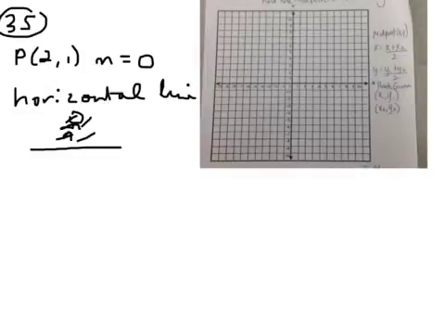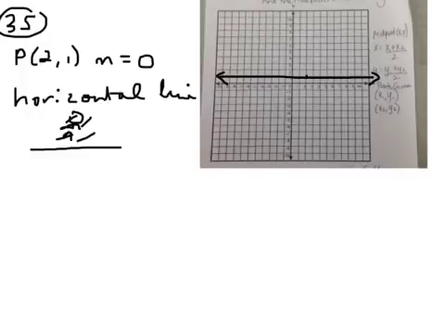I can graph the point (2, 1), and then all I've got to do is draw a horizontal line through it. That has a slope of 0, and if you don't believe it, pick 2 points. You would count up 0 and maybe over 1 to get to another point. That's one way you could think about it. But horizontal lines have slope of 0, and you need to know that, okay?